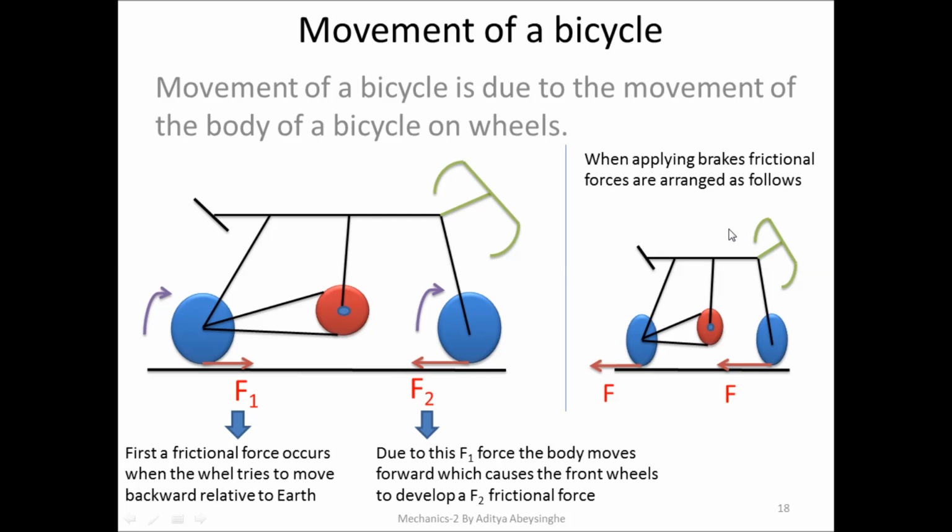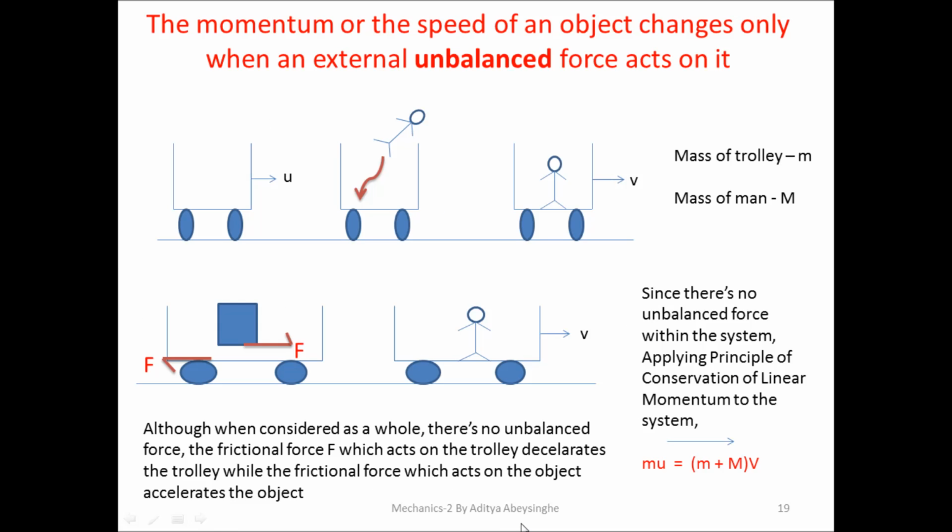When applying brakes, it's completely opposite. This wheel turns in this direction, so when its velocity decreases, its friction is in this direction, and again the friction of this wheel is already in this direction, so the frictions now are in the same direction. Now what happens to the momentum or the speed when an object changes? The momentum or the speed of an object changes only when an external unbalanced force acts on it.